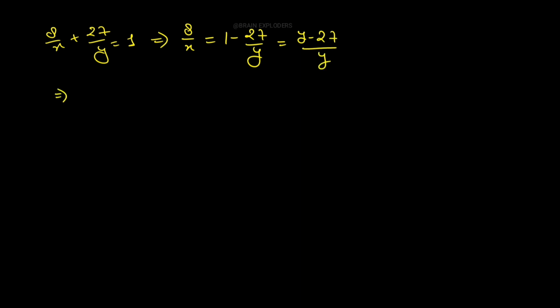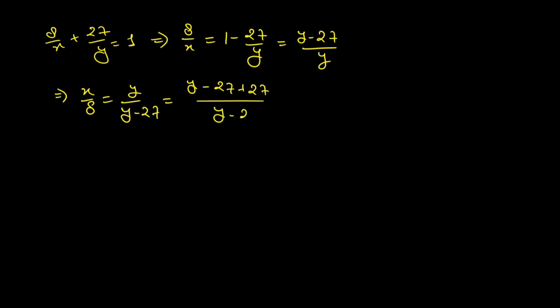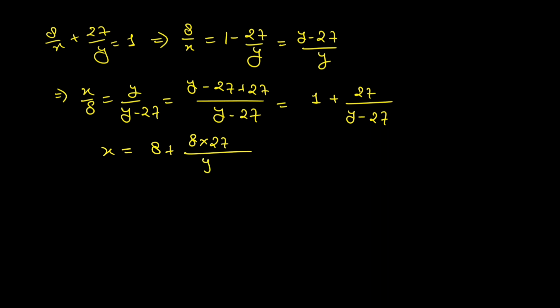So first of all, we will rewrite this equation. We will write 8 over x equals 1 minus 27 over y, or (y minus 27) over y. Hence we can write x over 8 equals y over (y minus 27), which is equal to (y minus 27 plus 27) over (y minus 27), and this equals 1 plus 27 over (y minus 27), right? And finally we get x equals 8 plus 8 times 27 over (y minus 27), right?